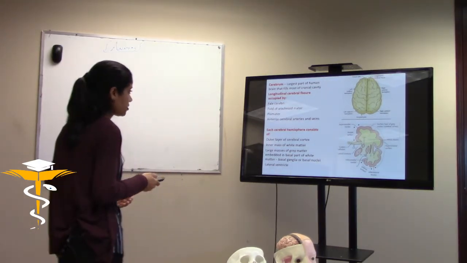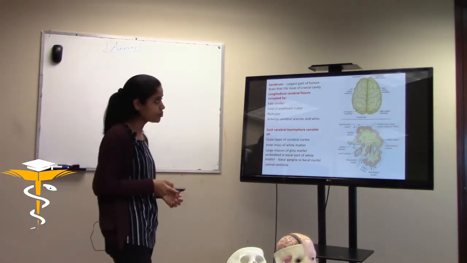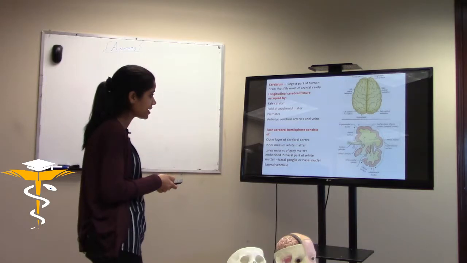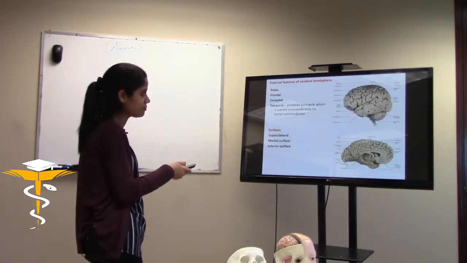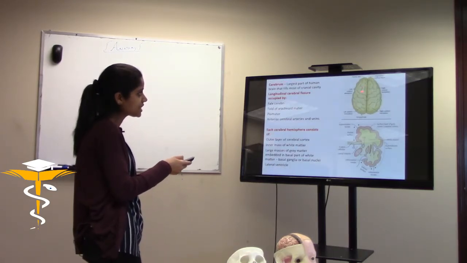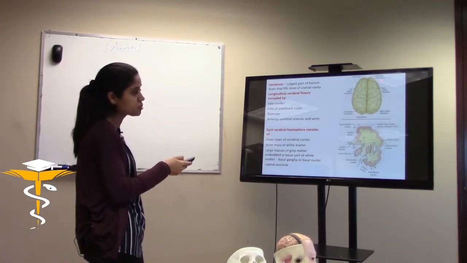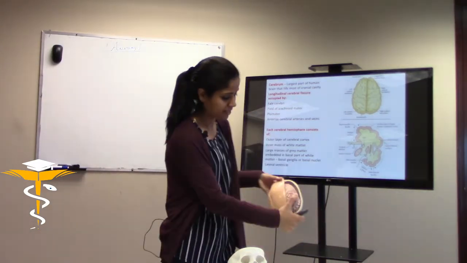Okay. So now coming back to the cerebrum, just now I told you that the cerebrum is the largest part of the brain. This picture is showing you the whole cerebrum, and it is the largest part of the brain. And you can see that the cerebrum has two parts. This is basically the superior view of the cerebrum. The cerebrum is seen from the superior aspect like this.